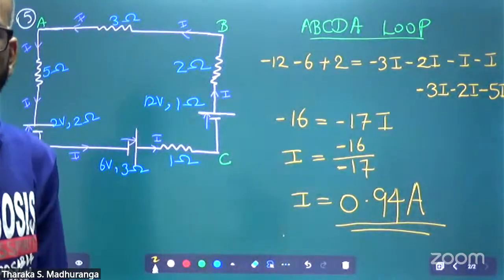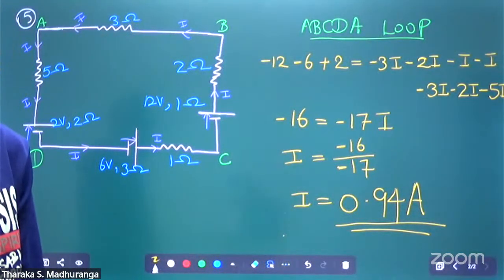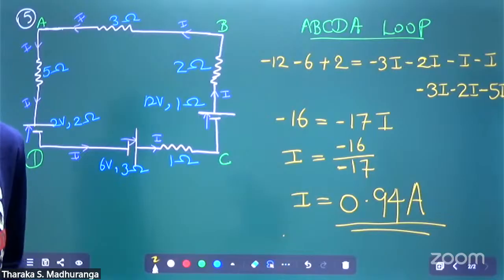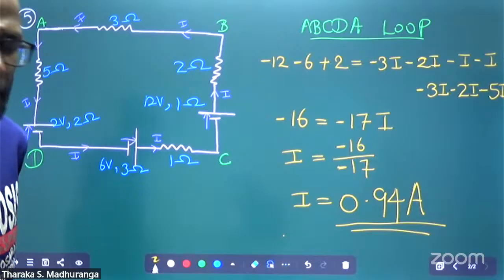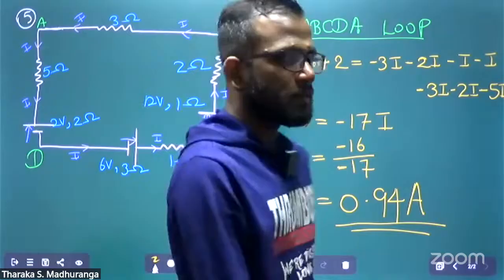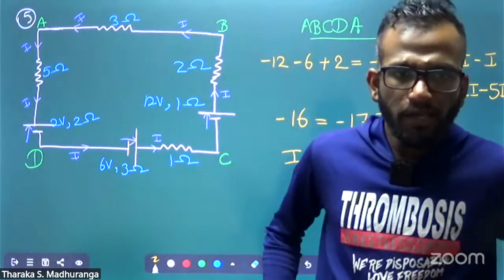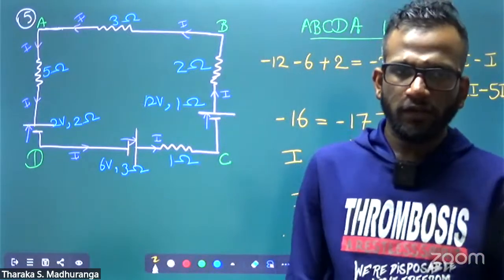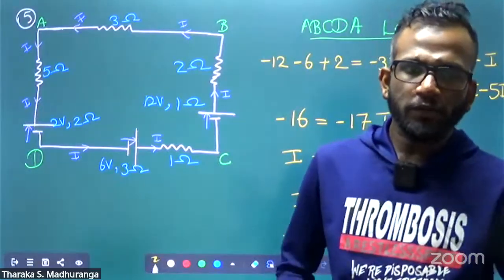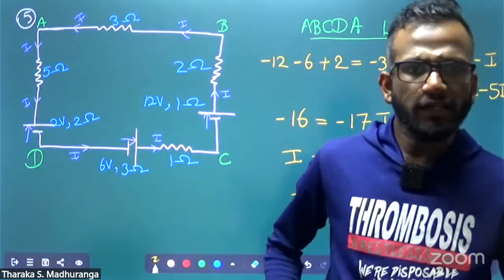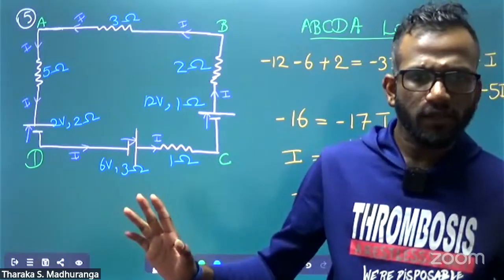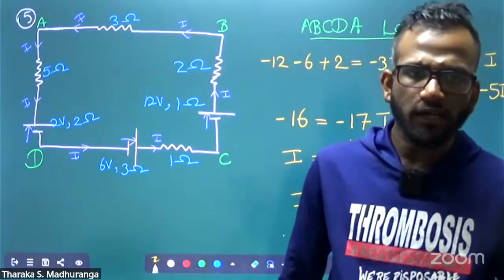Let me explain how the I value is obtained. Ask. Now the first step is to mark the electromotive force direction. Second step, you can mark the current in any direction as you prefer.